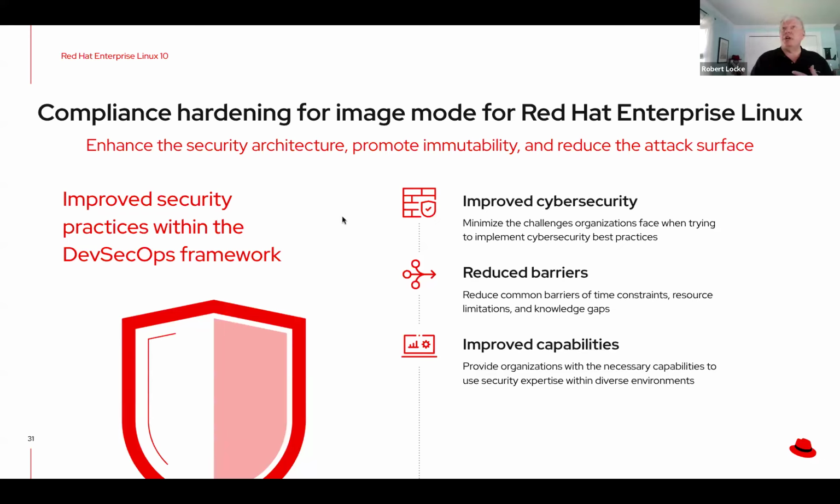RHEL 10 improves security practices within the DevSecOps framework by shifting security left and introducing an optimized process for deploying RHEL images during the build phase. This innovative approach, combined with image mode for RHEL, is enhancing the security architecture, promoting immutability, and reducing the attack surface.